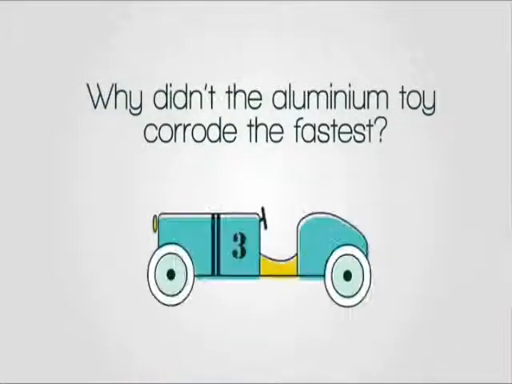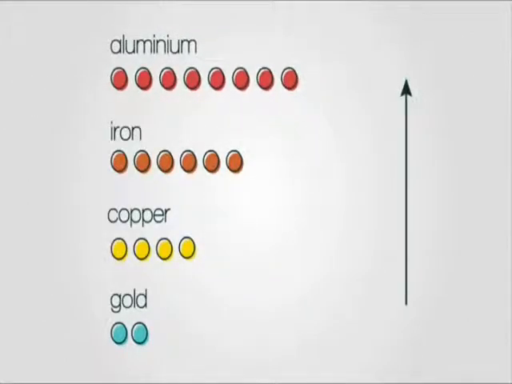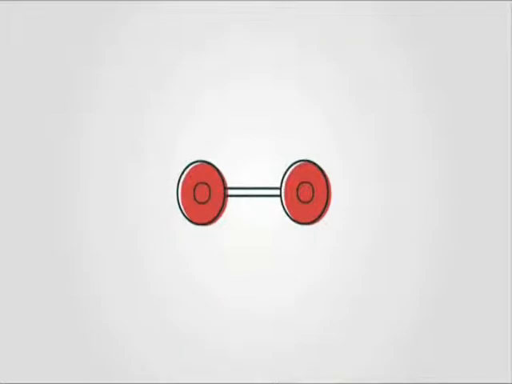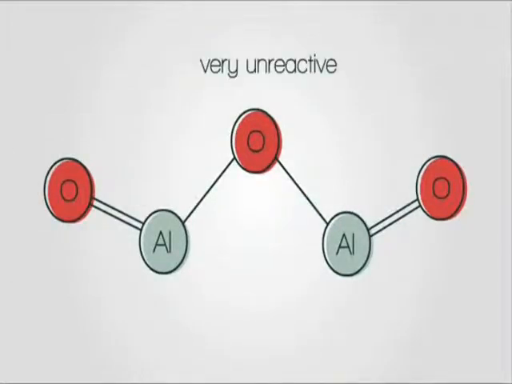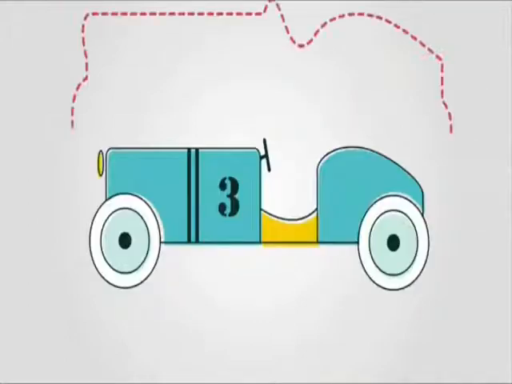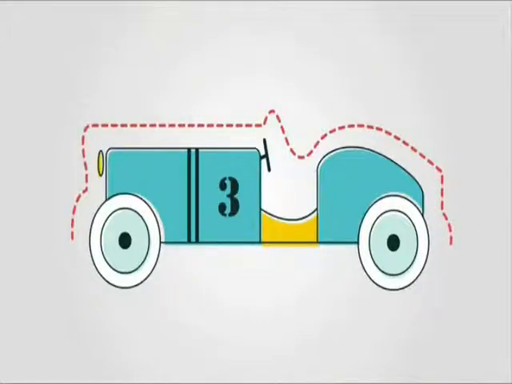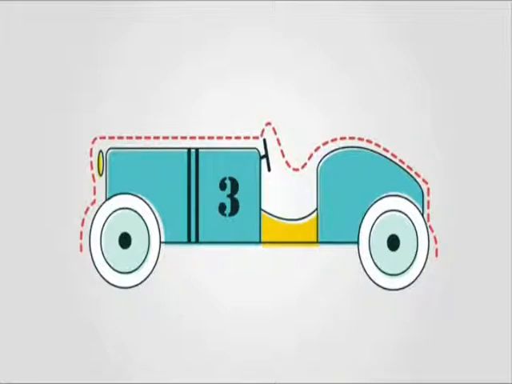But you may be wondering, well, why didn't the aluminium toy corrode the fastest? The truth is, the aluminium is more reactive than the iron, so it reacts fastest with the oxygen from the air, forming aluminium oxide. Aluminium oxide is very unreactive because once the oxide layer is formed on the surface, it binds very tightly to the surface of the metal, so no cracks can form and cause further corrosion.